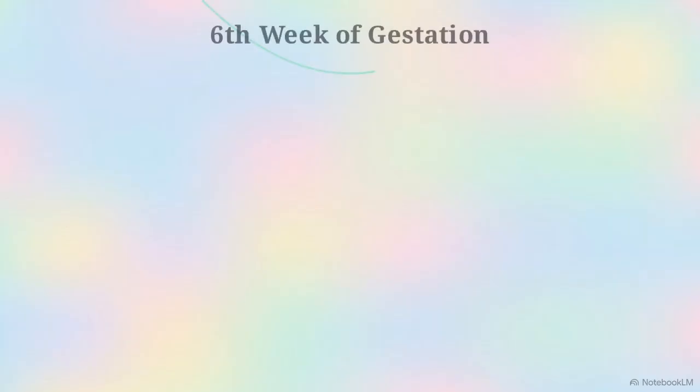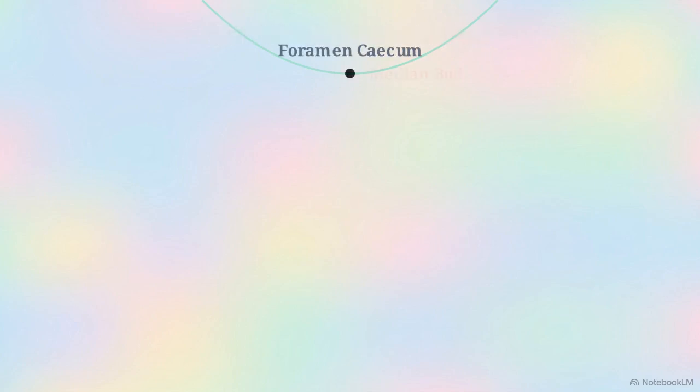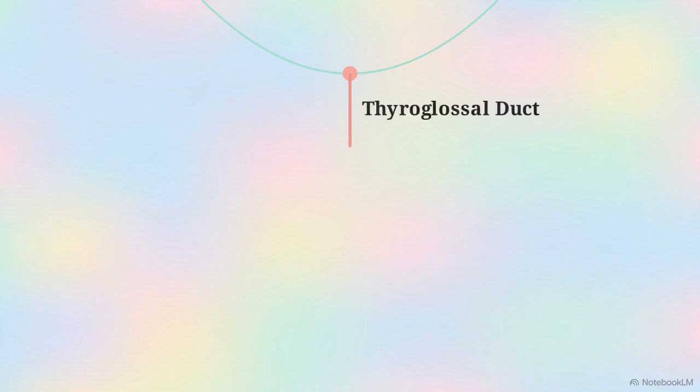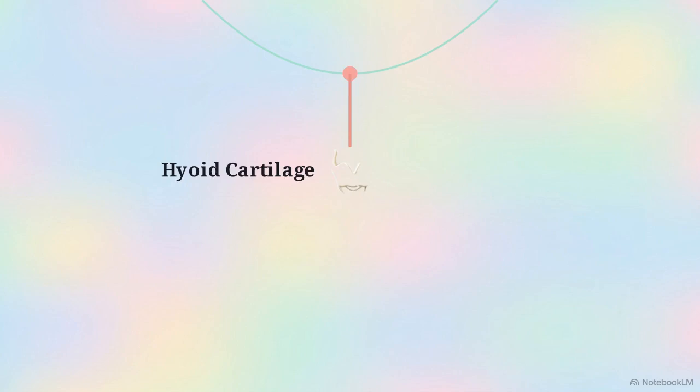The thyroid's anatomical journey begins in the 6th week of gestation. It starts as a median bud forming at the foramen caecum, right at the base of the developing tongue. From there, a hollow tube called the thyroglossal duct migrates caudally down the neck. As it descends, it passes in close continuity with, and sometimes directly through, the developing hyoid cartilage.